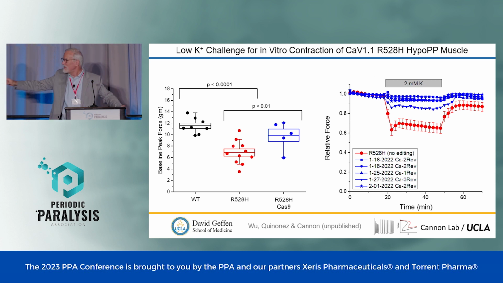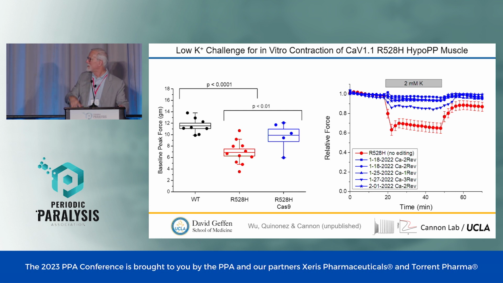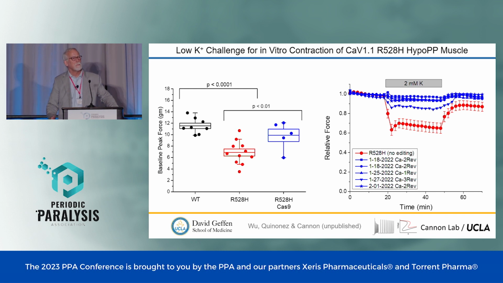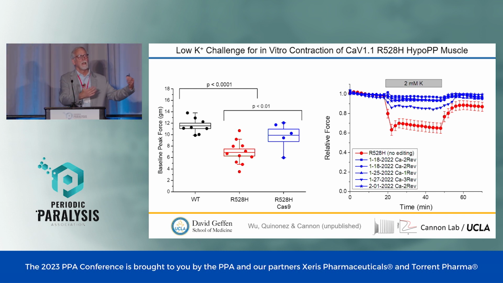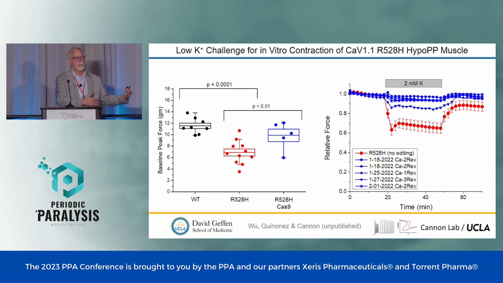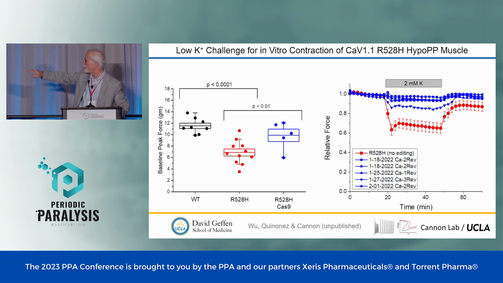And when you look at many, many mice, let's look first at the left. That's the baseline force before any potassium challenge. In black, that's scatter. That's a wild-type mouse. In red, that cluster of points where there's about a 30% baseline lower force, that's our hypo-PP R528H mouse. So the mouse runs around, it eats, it makes little mice, does everything it needs to do, but the muscle force isn't quite at the same level of performance.